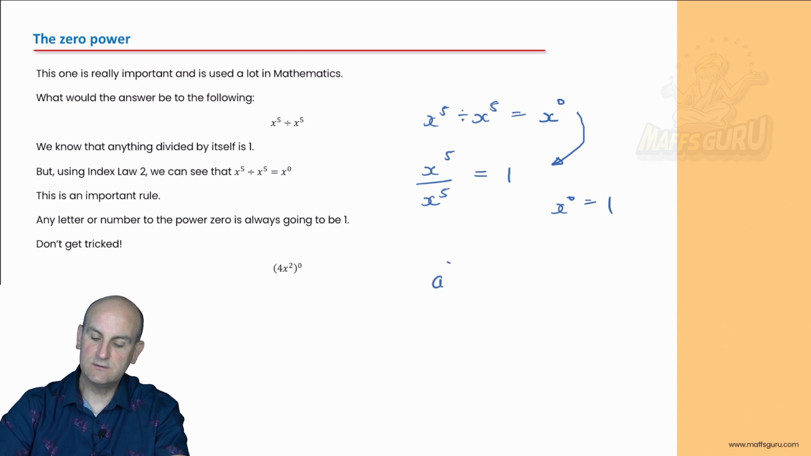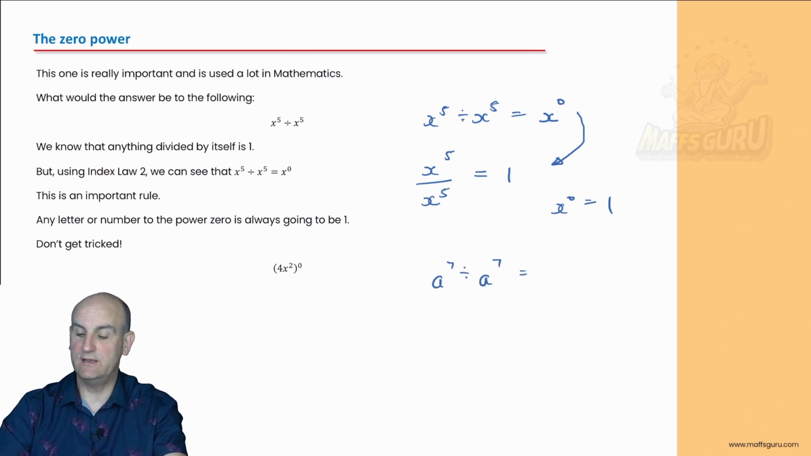Well, let's try a different example. Let's try a to the power of 7 divided by a to the power of 7. Using our index rules, the bases are the same, take away the powers. But we know that anything divided by itself is also equal to 1. So in that situation, we've got x to the power of 0 is 1, a to the power of 0 is 1.